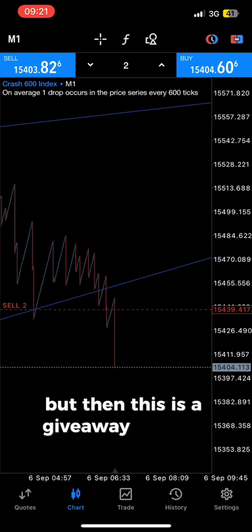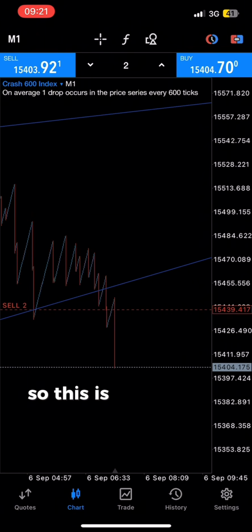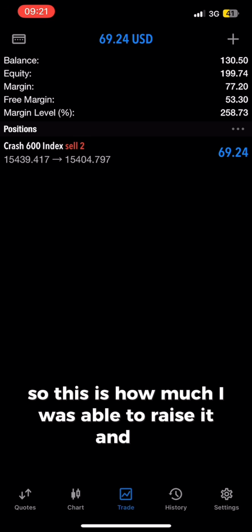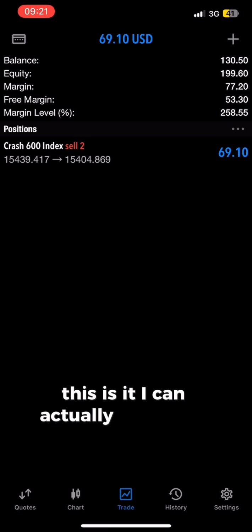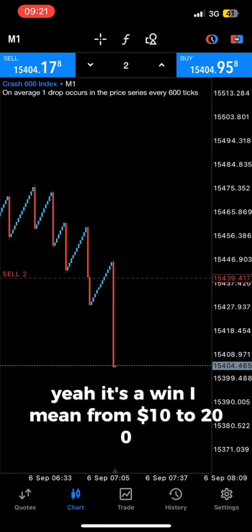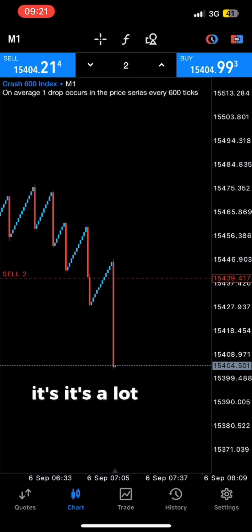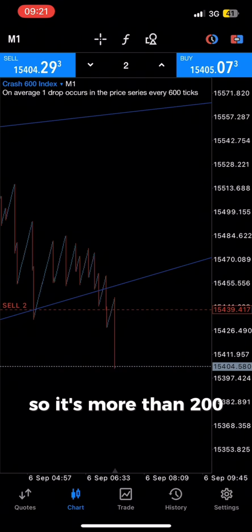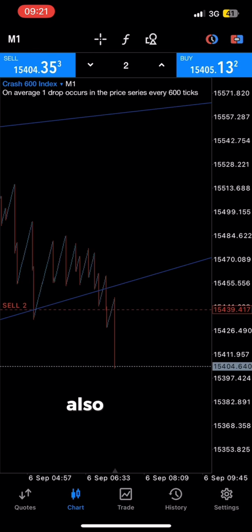But this is a giveaway account, so this is how much I was able to raise it to. And yeah, this is it. I can actually close, and yeah, it's a win. I mean, from $10 to 200, it's a lot. After all, there was a withdrawal, so it's more than 200. It's actually 300 or so.